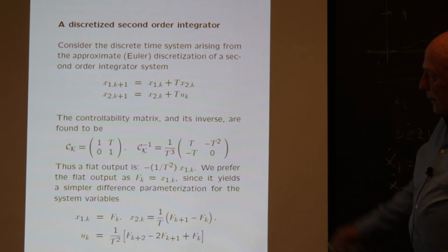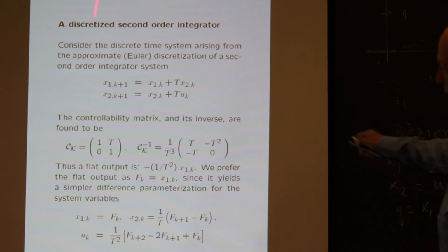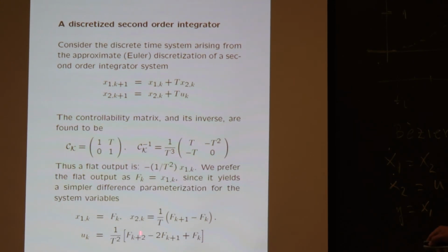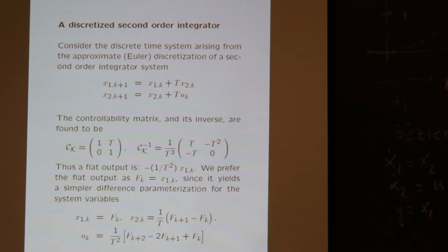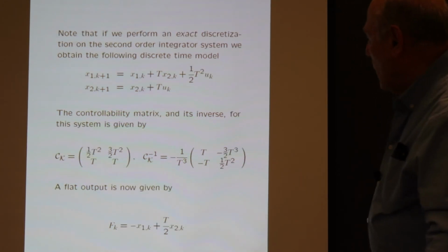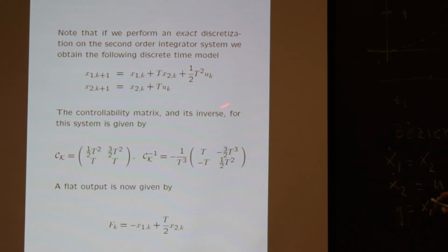So that's for the Euler discretization. Very nice. The Euler discretization has a property that, let's say, the relative degree of the flat output coincides with the order of the system. So you need two time shifts of the flat output to get the control. So the relative degree is 2. And you can parameterize everything now.